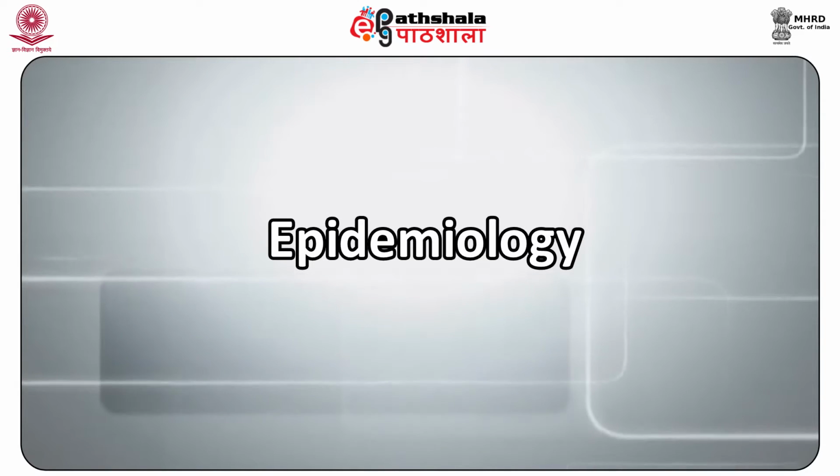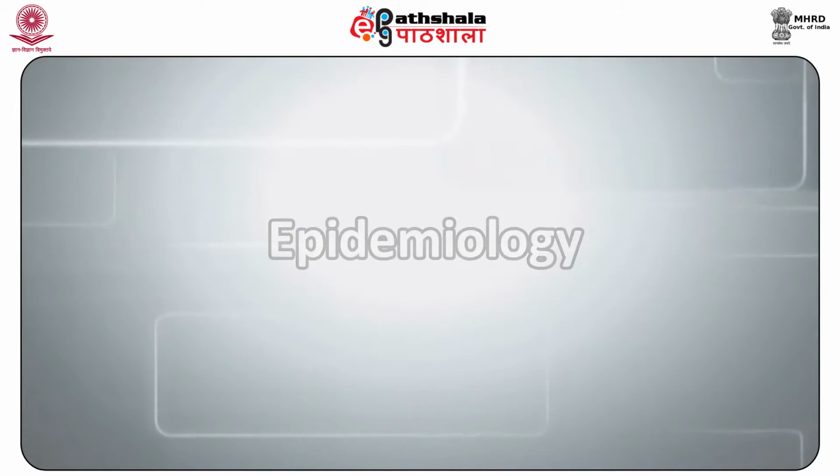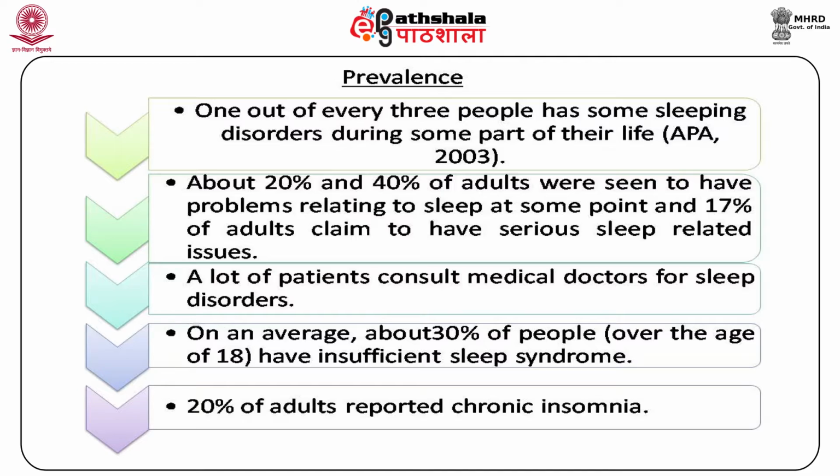Now you must know about the epidemiology of sleep disorders. First, we must know the prevalence. Approximately 1/3 of the population have sleep disorders at some point in their lives. Between 20% and 40% of adults report difficulty sleeping at some point each year, and about 17% of adults consider the problem to be serious. Sleep disorders are a common reason for patient visits throughout medicine. Approximately 1/3 of adults have insufficient sleep syndrome. 20% of adults report chronic insomnia.